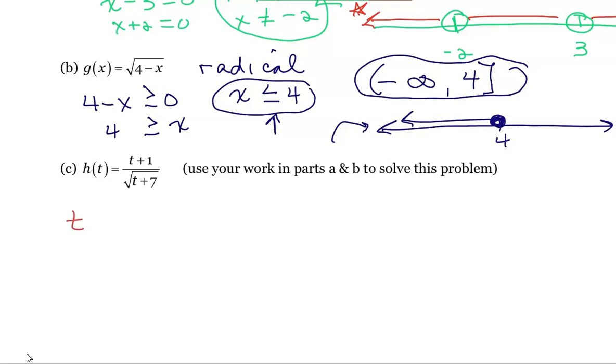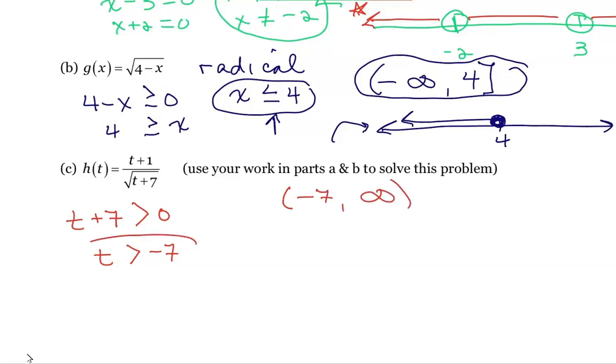Take your t plus 7 and make certain it's going to be not greater than or equal to 0, but greater than 0. That means t has to be greater than negative 7. Okay, so again, it has to be greater than negative 7. Negative 7 is going to be your lowest value. So you're going to start at negative 7. You can't equal it, and go all the way to infinity.